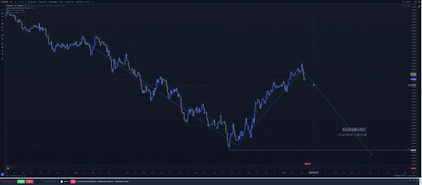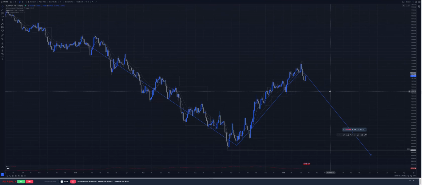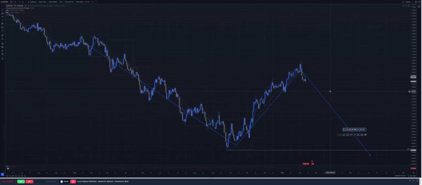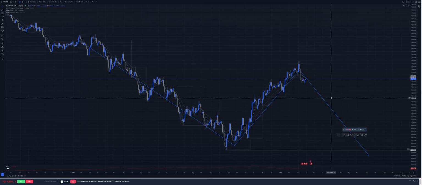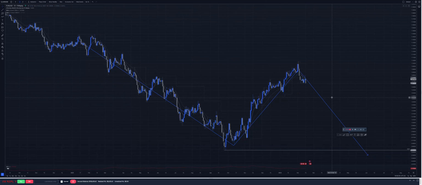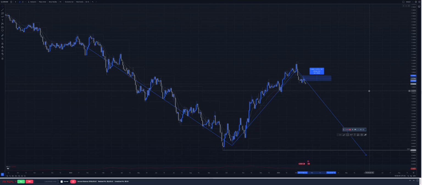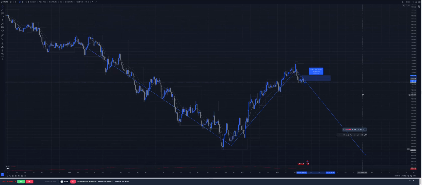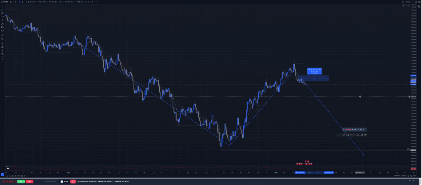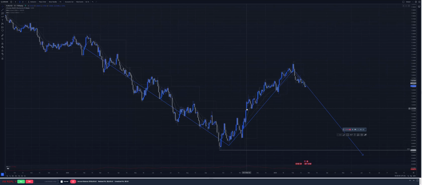We can't take longs or shorts right now because we're in a very unpredictable market environment. So we're just going to let the market show us what it wants to do. Hopefully we start to see rejections from here. Some beautiful supply get put into the market. Okay. There we go. So now we're a little bit more short on this market.